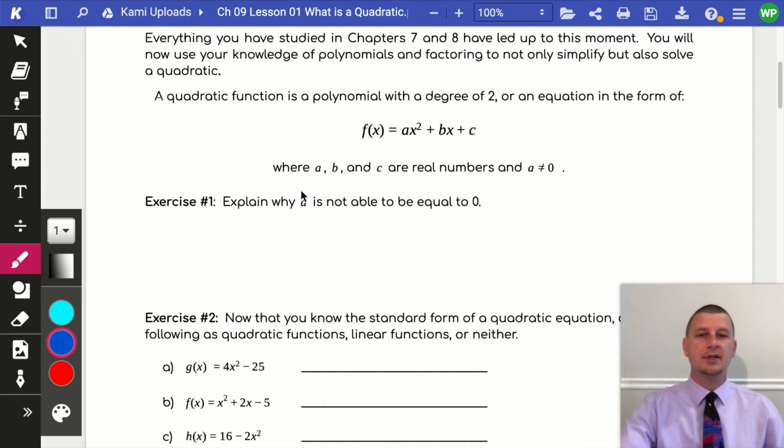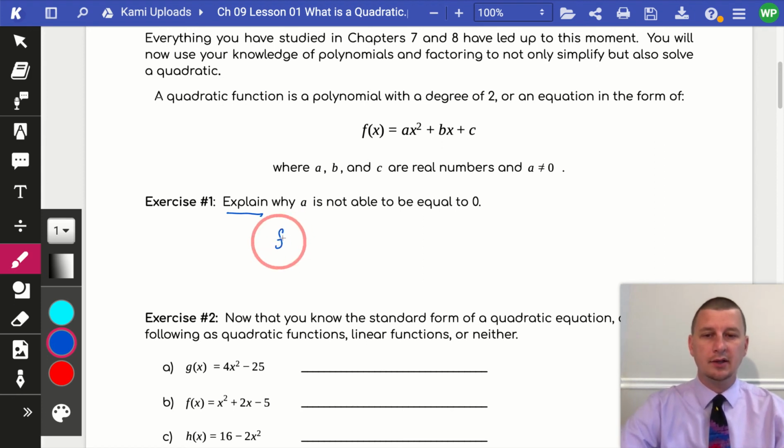So our first exercise right here, we want to explain why a is not able to be equal to 0. And if we're looking, it says ax squared plus bx plus c, and a, b, and c are real numbers, but b and c can be 0. That's okay. It doesn't say that they can't. But why can a not be equal to 0?